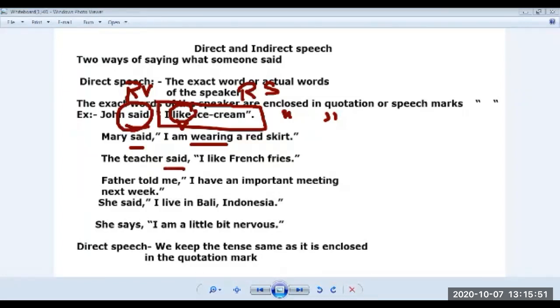And what is the main verb over here in the sentence? Like. In the sentence, you see like. Okay. Father told me, "I have an important meeting next week." Reported verb? Told. Yes. And do you find any verb in this? I have an important meeting next week. Do you see any verb?